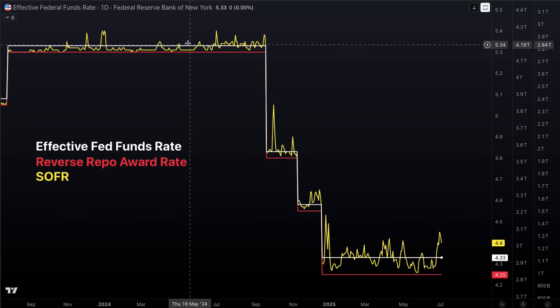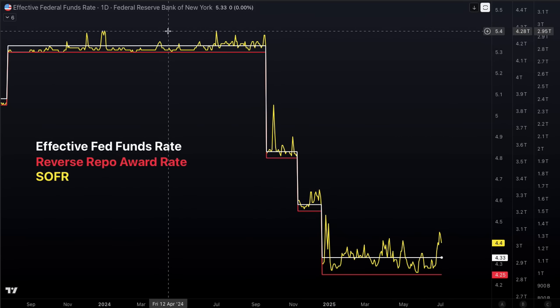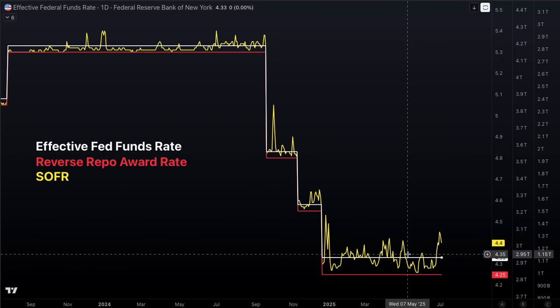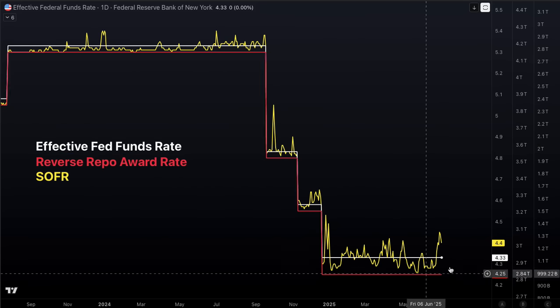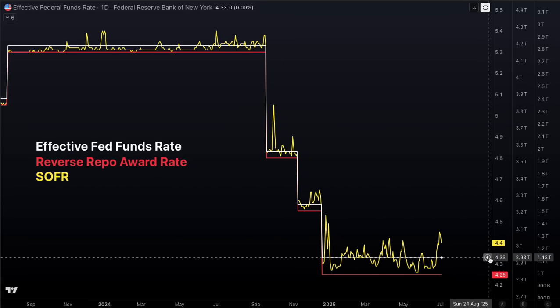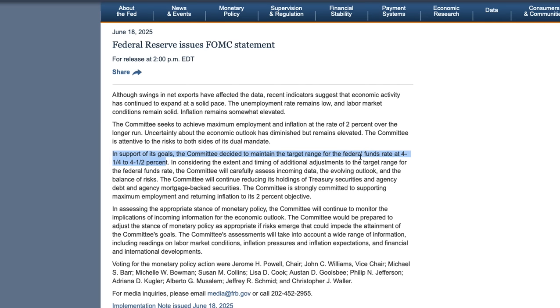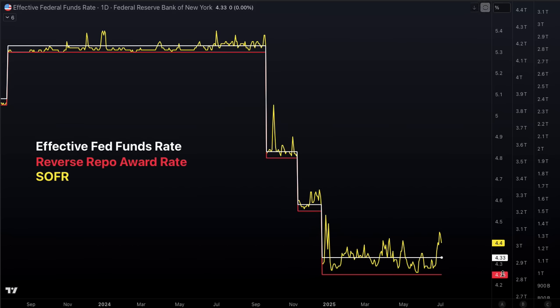Now, I think it's important, a lot of people think of the Fed funds rate as a single rate. And there is the effective federal funds rate. Here we can see 4.33. But if you look at the actual FOMC statements, the Fed actually sets a target range for the federal funds rate. Right now, it's 4.25 to 4.5. So if we go back here, we can see that 4.25 here is the reverse repo award rate.